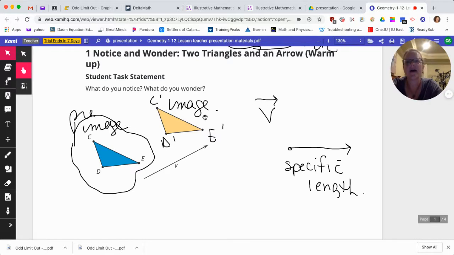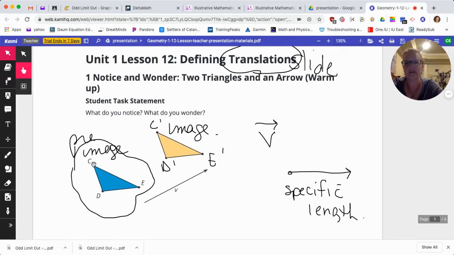We can say that CDE in blue is called the pre-image, and we translate it along this vector, and it becomes the image. And notice we have primes to label the vertexes of the triangle and the image. C goes to C prime, D goes to D prime, E goes to E prime. We go from the pre-image to the image. Translations can also be called slides. You may see that terminology. It's another way to describe what we're doing.